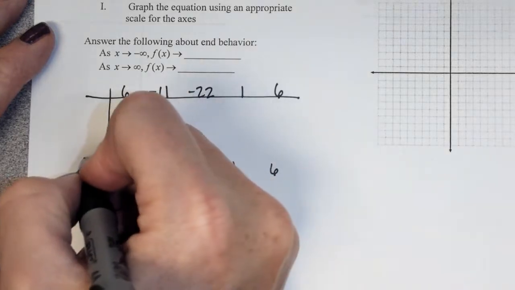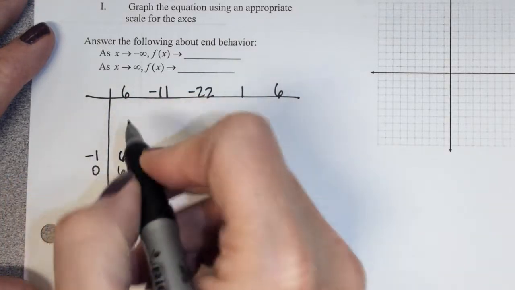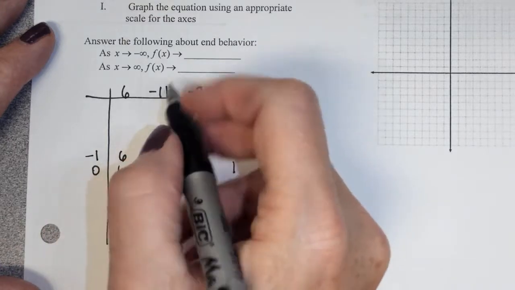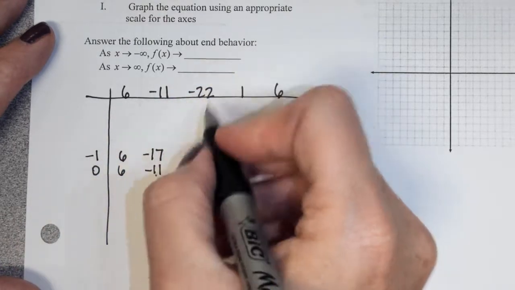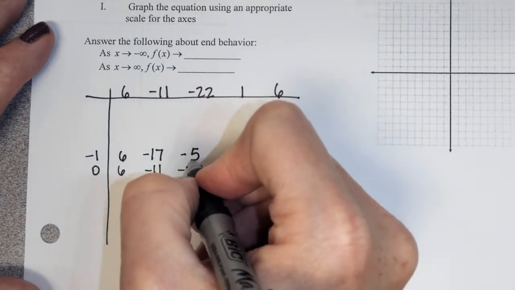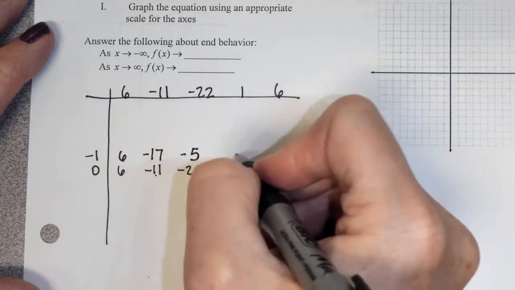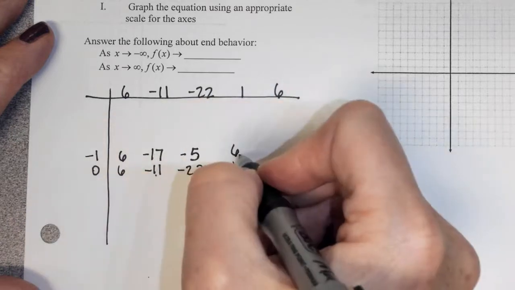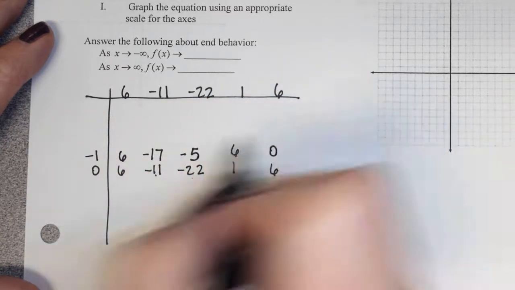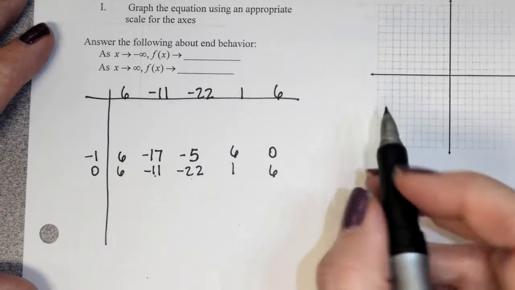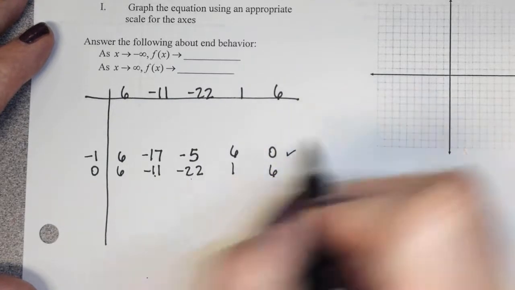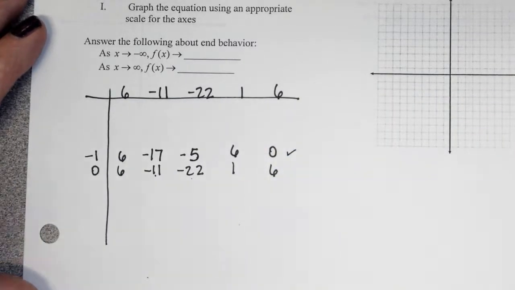So I'm going to check negative 1. Put in the 6. Negative 6, add it. 17 plus negative 22. 5 plus 1. Negative 6 plus 6. Great. Why do I say great? That's one of our zeros. Okay, I always like to put a little check there just so I don't forget that.